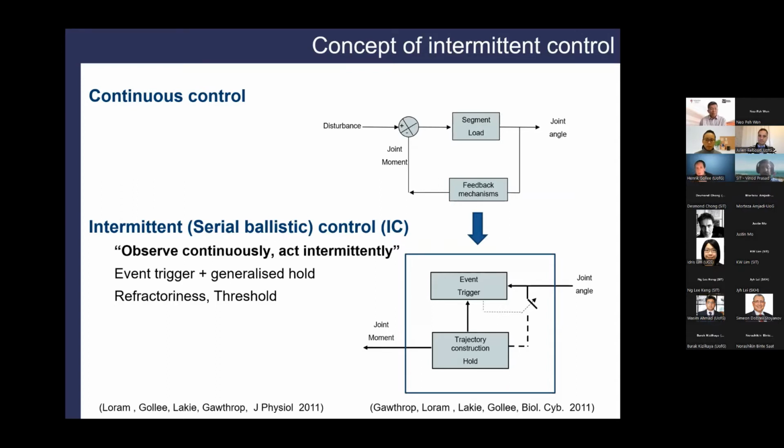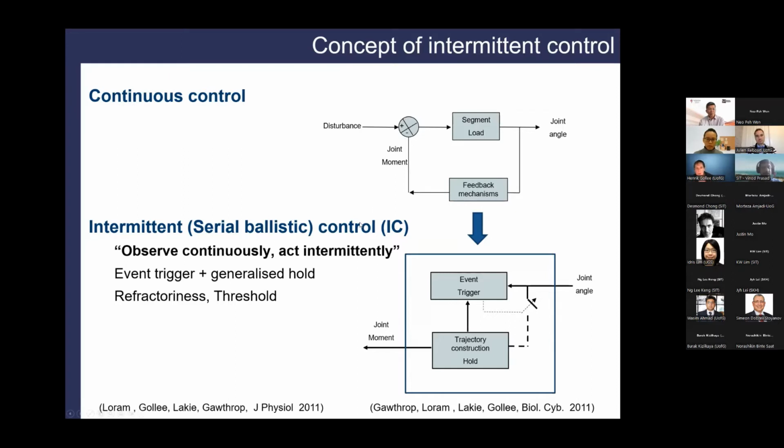So as was mentioned in the introduction, I'm a control engineer, and I've been looking at feedback mechanisms which can model human movement control. The most basic model for feedback control is just continuous feedback. So you measure a joint angle and you apply a certain control signal based on that.